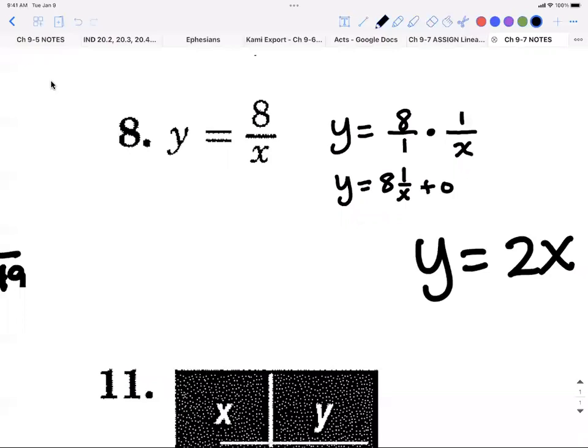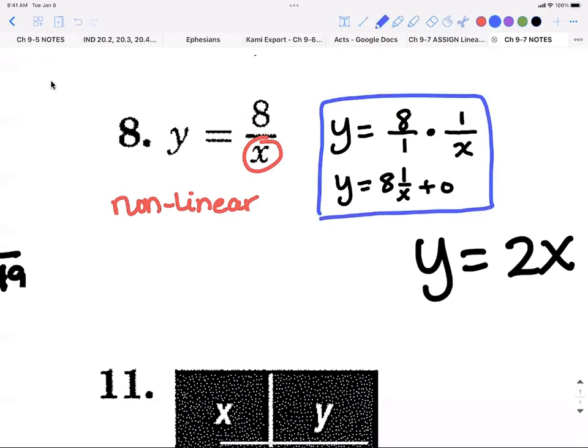Now, I do want to tell you this. If you remember the rule of an x on the bottom is a problem, you can just simply circle that and say nonlinear. Okay, you do not have to do this work right here. I just did this to show you why, but you do not have to include this in your explanation. If you recognize that an x in the bottom of the fraction is a problem, you're fine.